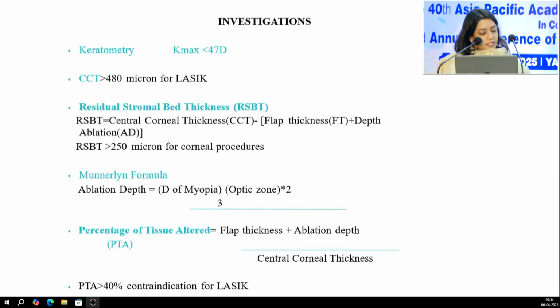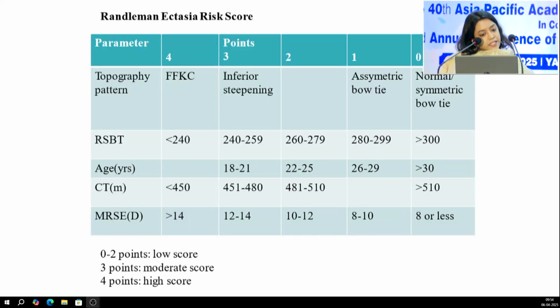Percentage of tissue ablation is also calculated, which should be less than 40% for any risk-free corneal-based refractive procedure. It is calculated by flap thickness plus ablation depth divided by central corneal thickness. After calculating all these scores, we can calculate the Randleman ectasia score. The higher the score, the more the chance of ectasia and the more the patient is unfit for carrying out any cornea-based refractive procedure.